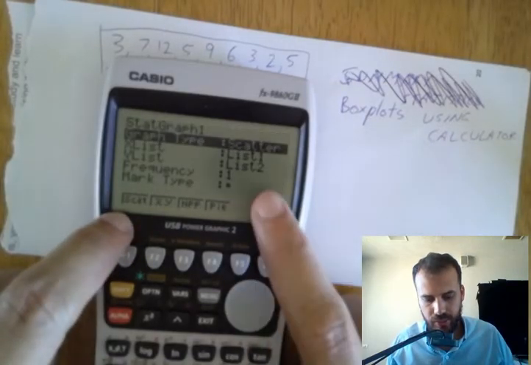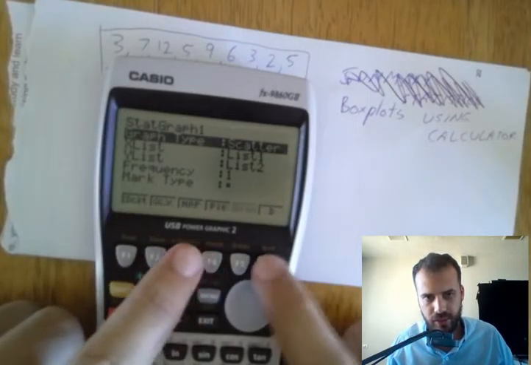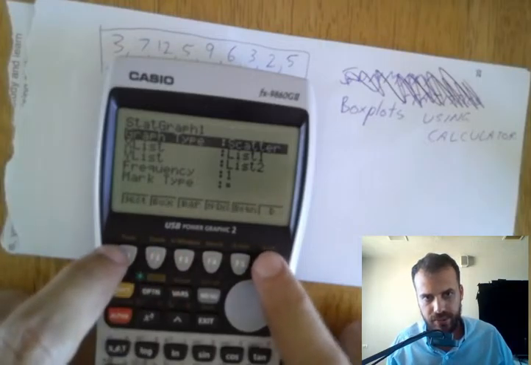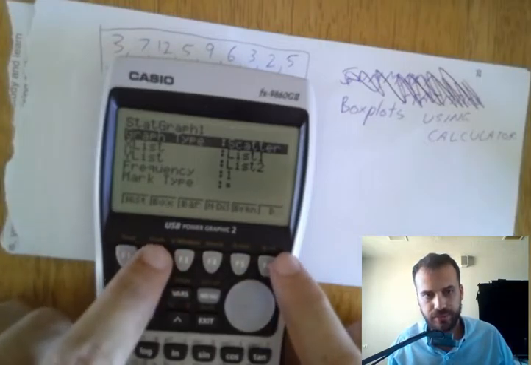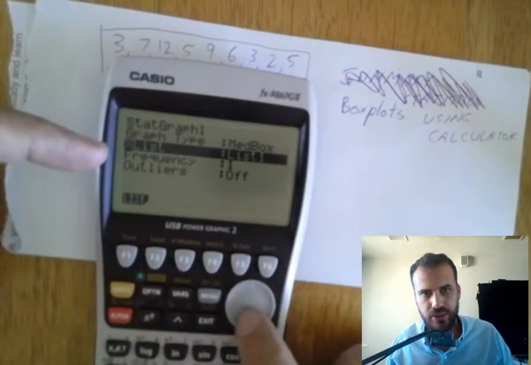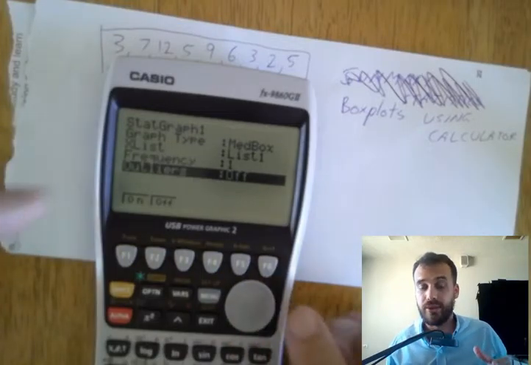Now what sort of graph do I want? I don't want a scatter plot. I don't want an XY. I don't want this. I don't want that. There's more options there, you can see. Heaps of options. I want a box plot. So I'm going to press that for box. Now the list I want to use is list 1. The frequency is 1.